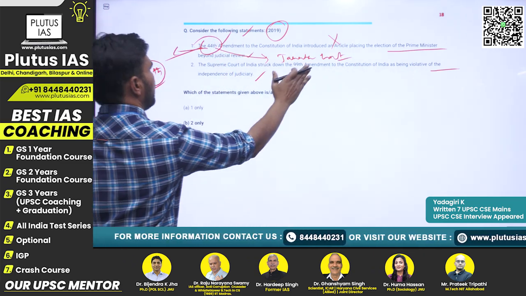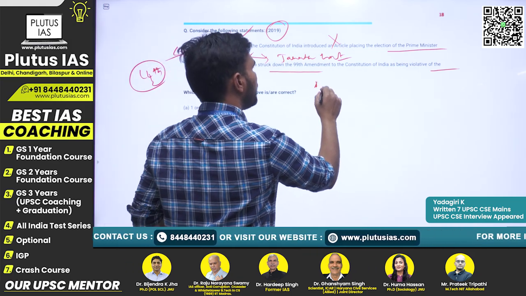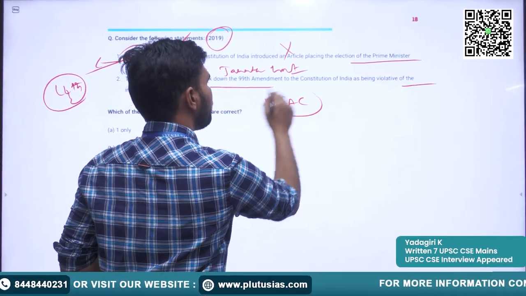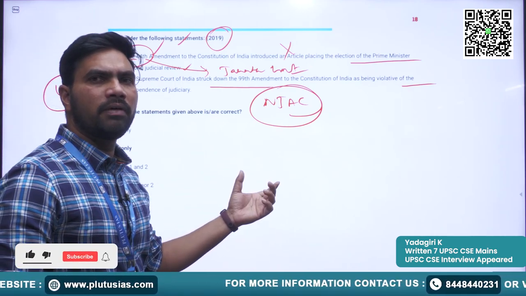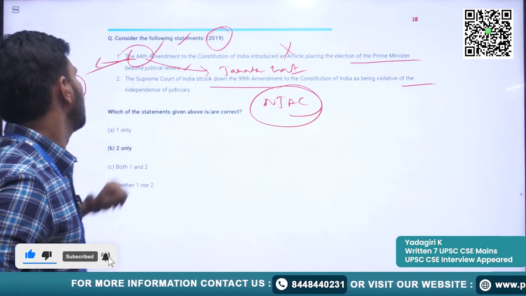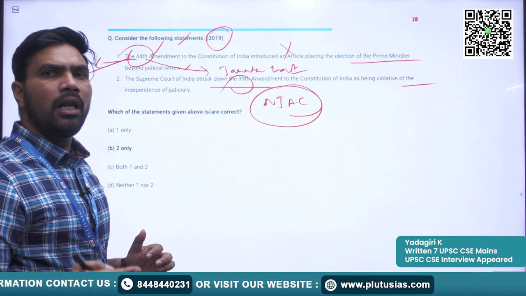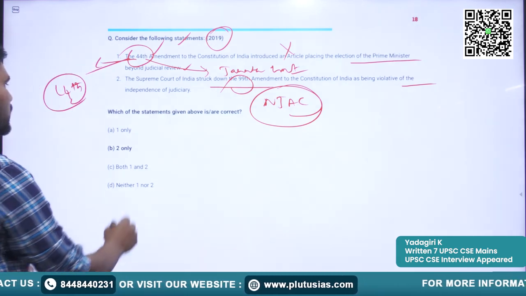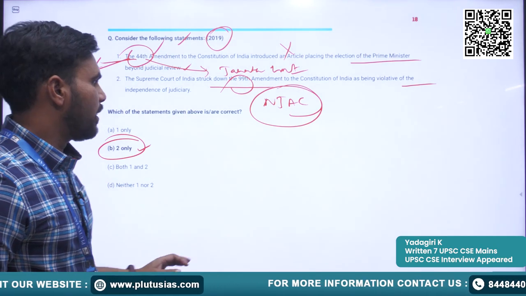The second statement is correct. The Supreme Court, as we studied just before, struck down the NJAC Act, saying that it is taking away the independence of the judiciary. On that line, the NJAC Act, that is the 99th Constitutional Amendment Act, was declared null and void. So the correct option is option 2 only. The right option is option B.